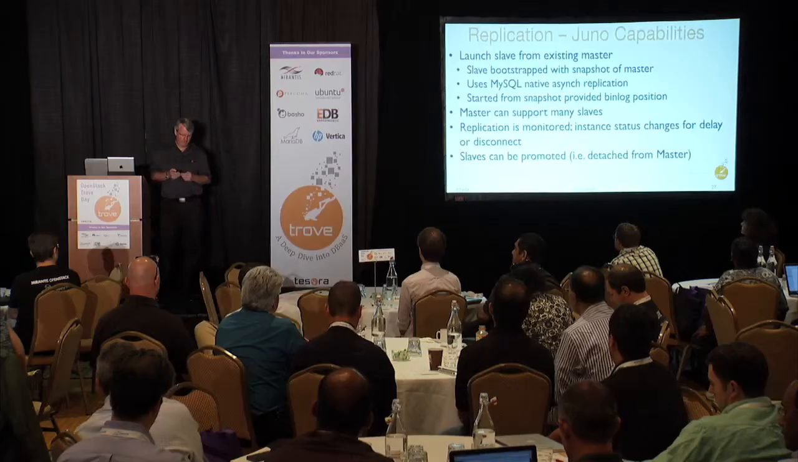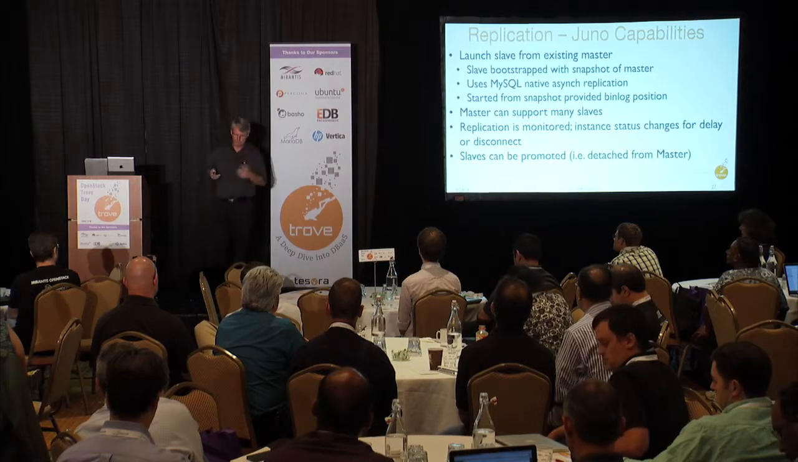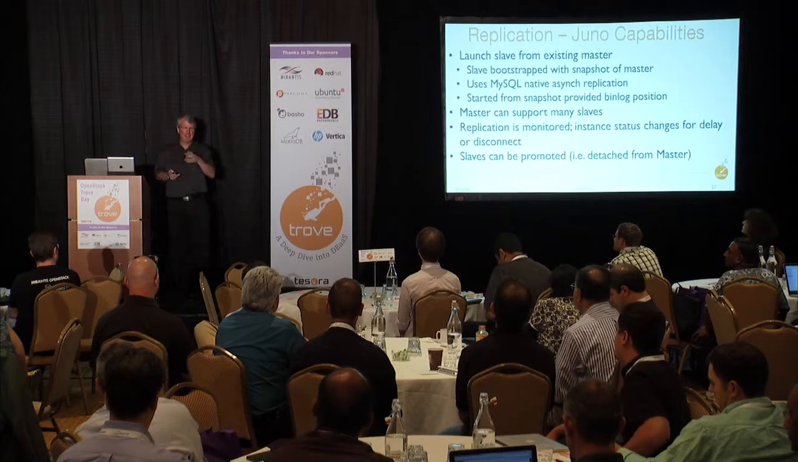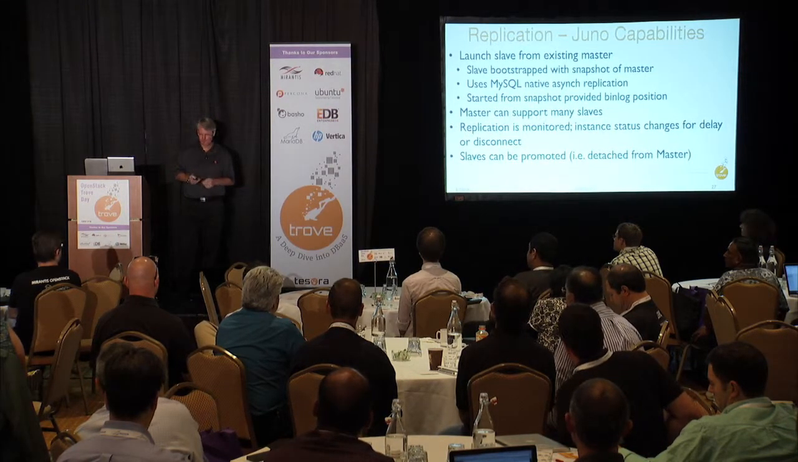The other thing we've implemented is that the replication is monitored by Trove. So if something happens, like there ends up being a delay in the replication for some reason, that actually is shown. And also if for some reason a slave gets disconnected from the master, that's also displayed. And you can also promote, detach, promote, whatever the word is. I think we're still trying to figure out what the terminology is, but you can basically disconnect a slave from the master, and effectively at that point it could become a master.